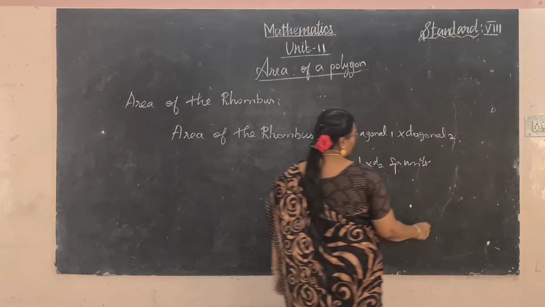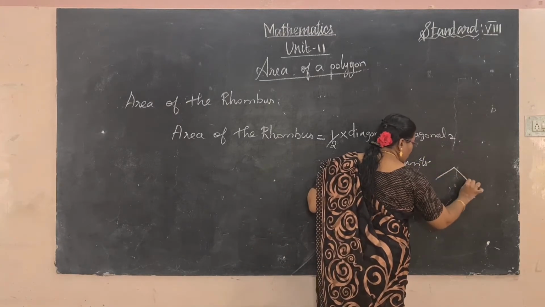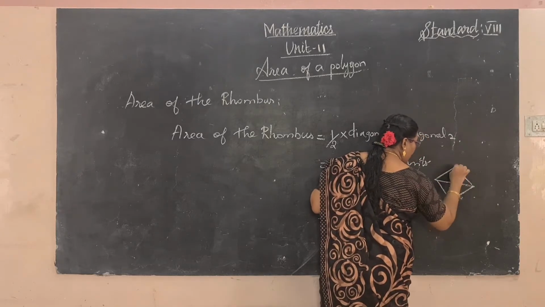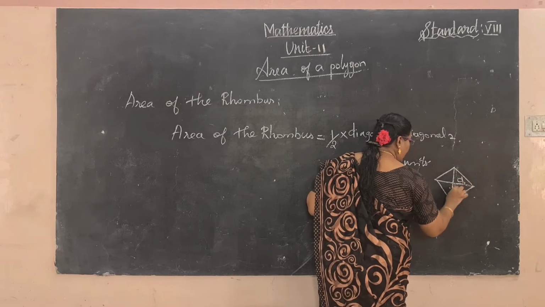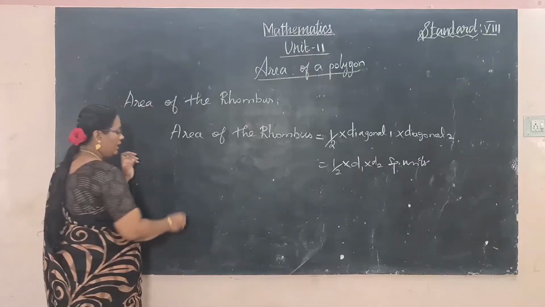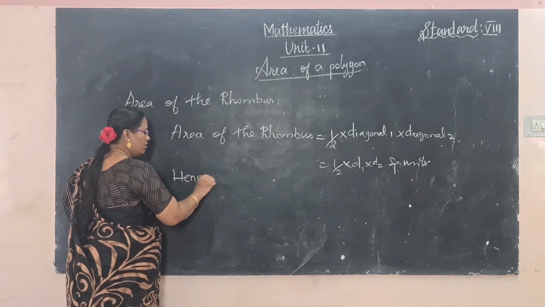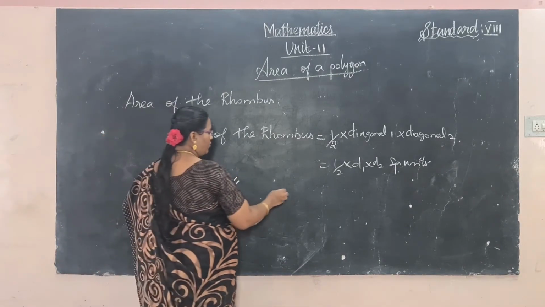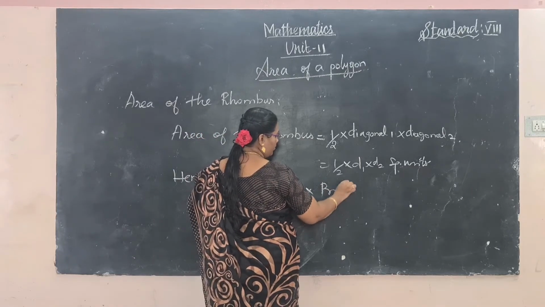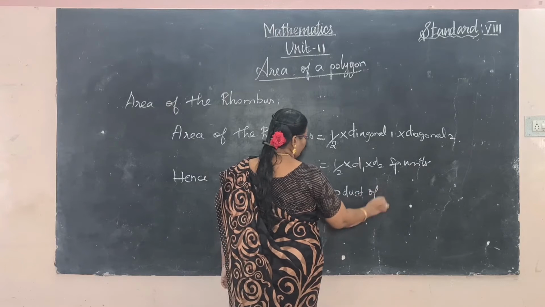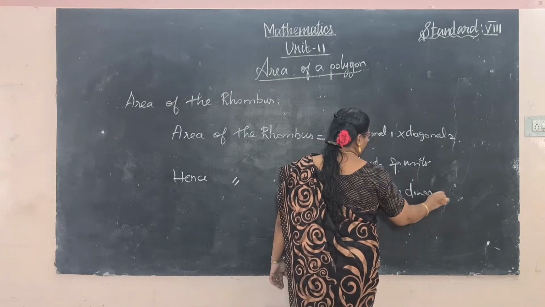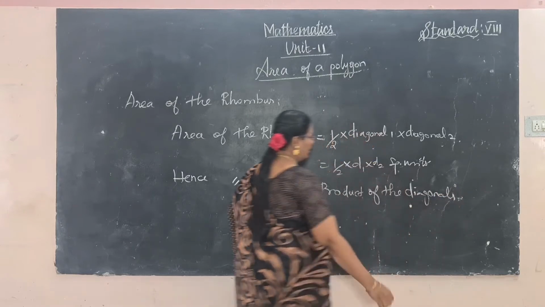How can you write this? This is a rhombus. Okay, it has two diagonals, D1 and D2. Hence, the area of the rhombus is equal to half into product of the diagonals.